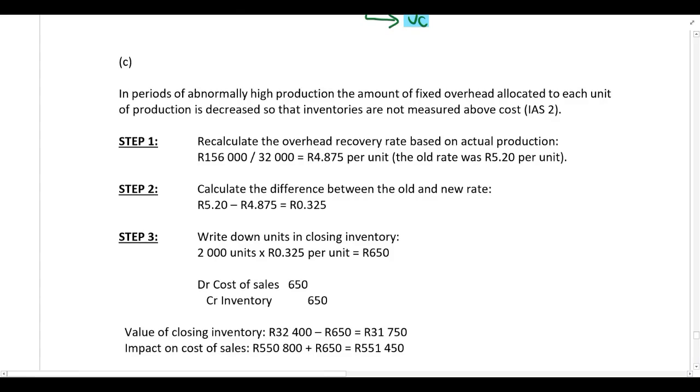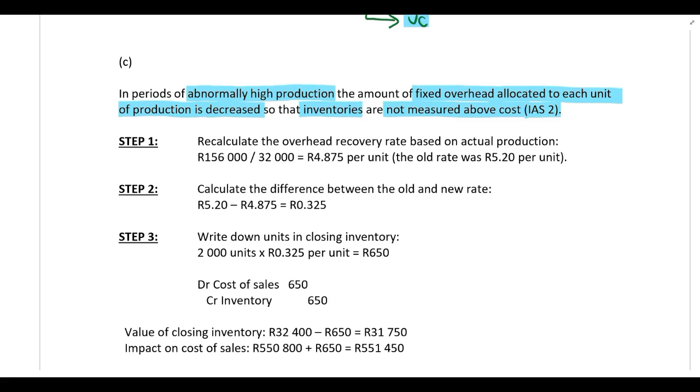All right, so first I've just started with the extract from IAS 2. In periods of abnormally high production, the amount of fixed overheads allocated to each unit of production is decreased so that inventories are not measured above cost. Now please note, you should not perform this calculation unless the required specifically asks for this. So in this question, the required specifically asks us to perform this calculation, and that's why we are doing this. Don't just do this if the question is silent. You only do this if you are specifically required to do this.